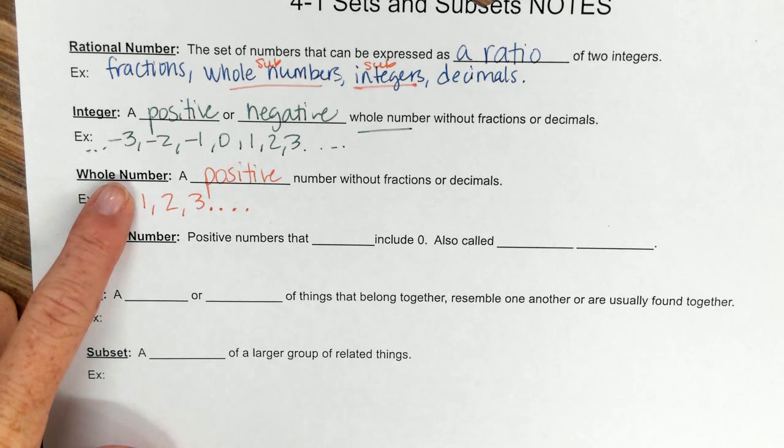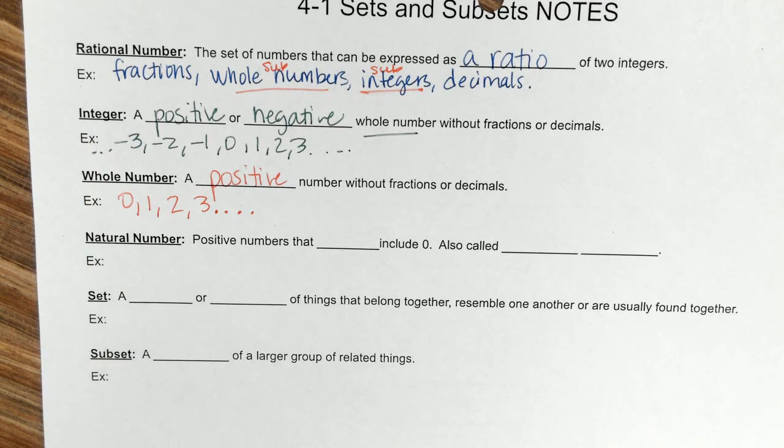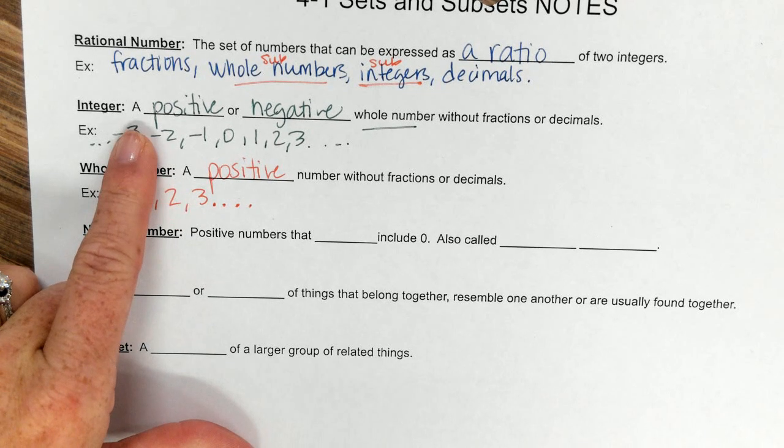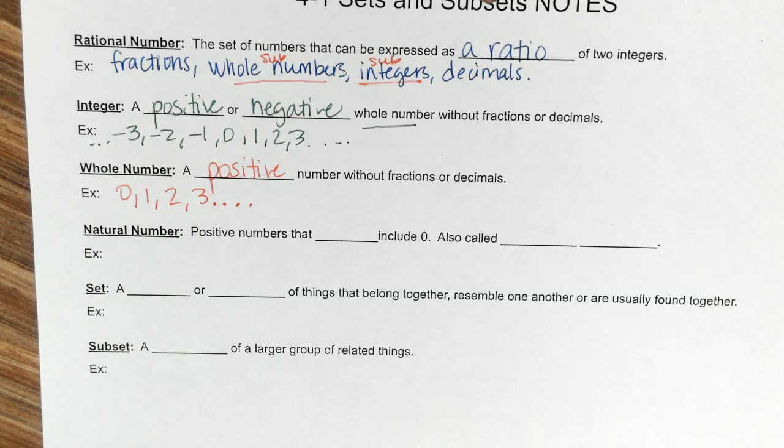A whole number is a subcategory of integers. Got it? Because all whole numbers are integers. Got it? Okay. A natural number, I think this is the new one for y'all.